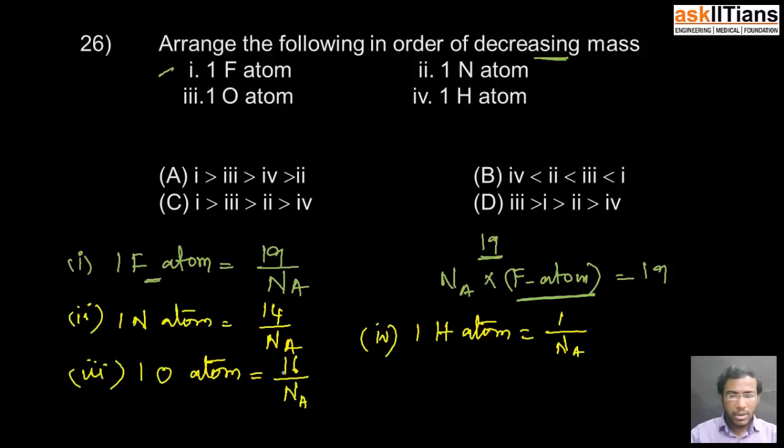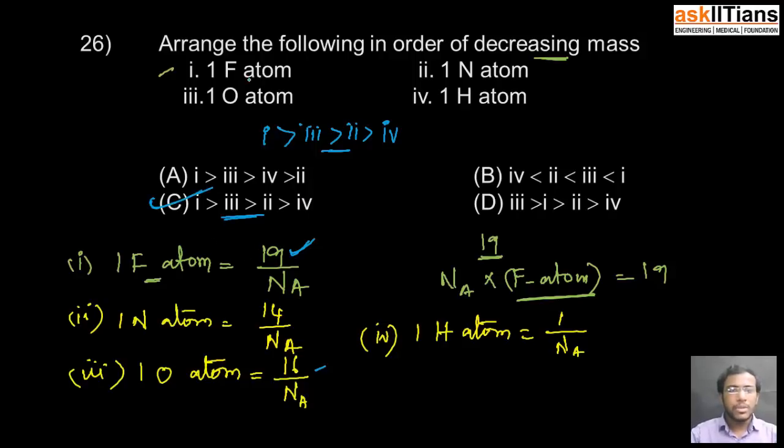If you see, in all these, the denominator is the same, Na. So the value will be high if the numerator is high. So this is the first one, the highest mass. So 1 is highest, and after that oxygen 3 is the second highest, 2 will be the third highest, and fourth will be the least one. So 1, 3, 2, 4. Which is right? So C. C is the correct one.